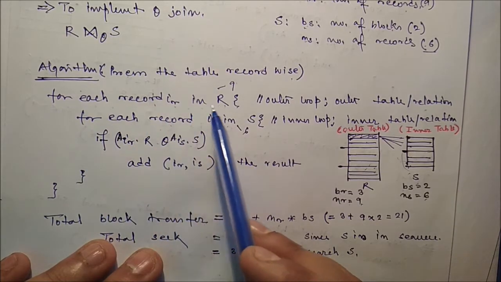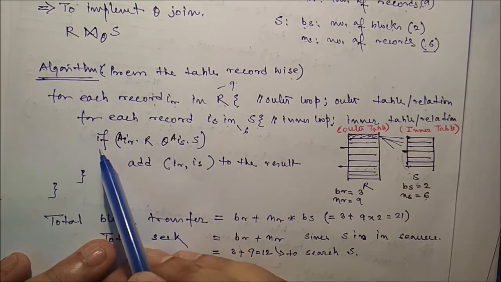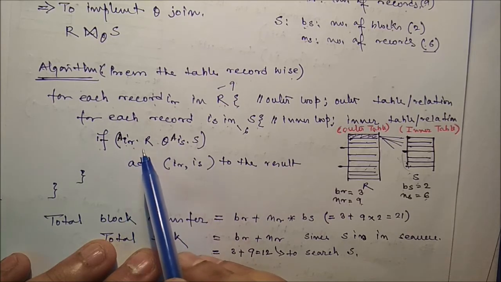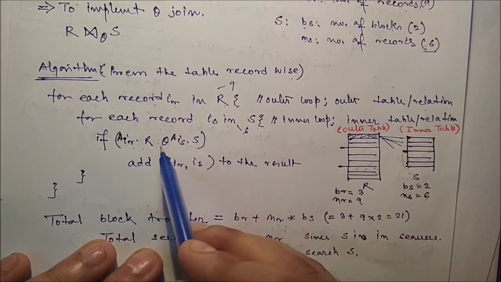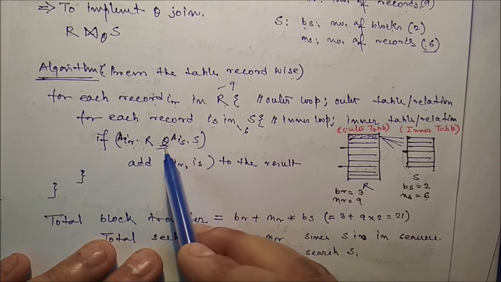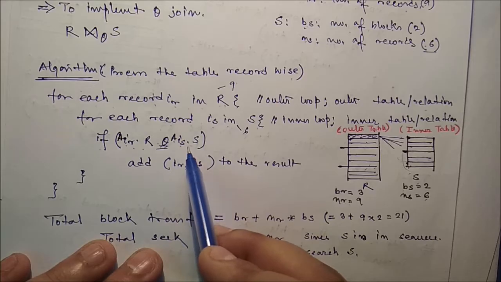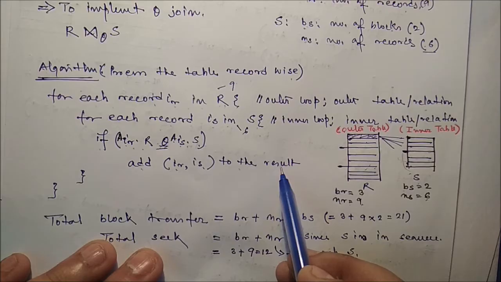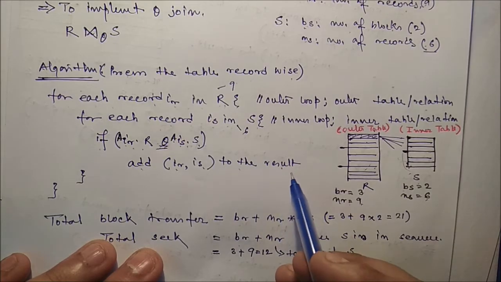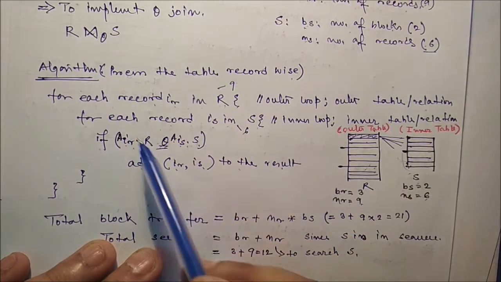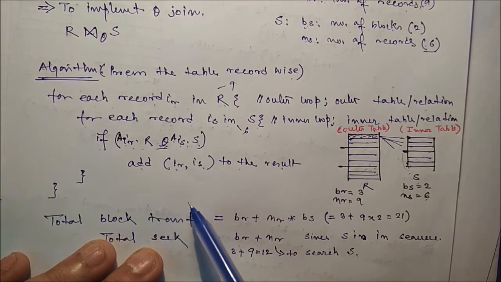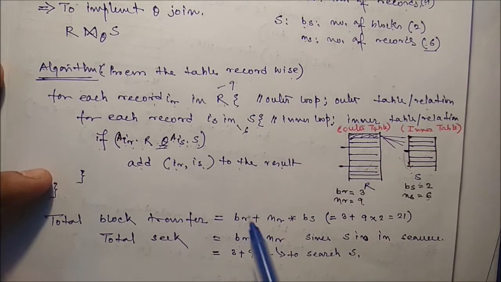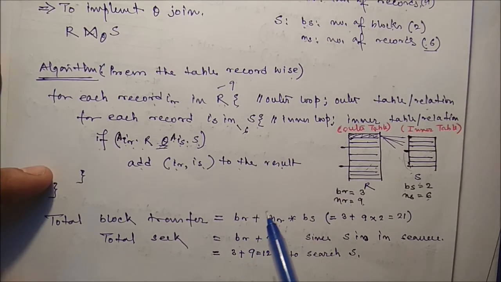So for each record IR in R, for each record IS in S, if the attribute of this particular record of R satisfies the theta condition with the attribute of IS of the S table, if the condition is true, then add IR and IS to the result. Are you getting this one? We already know what a join is and what the use of join is. We don't want to discuss all this, because if you are in this chapter, in this video, that means you already know what a join is.